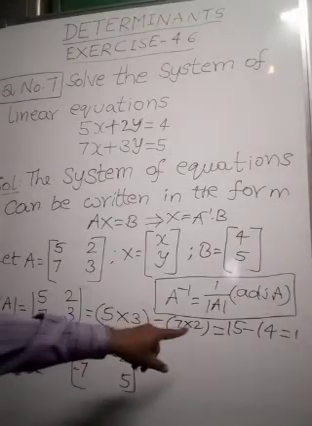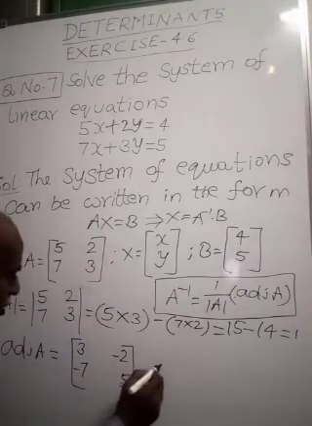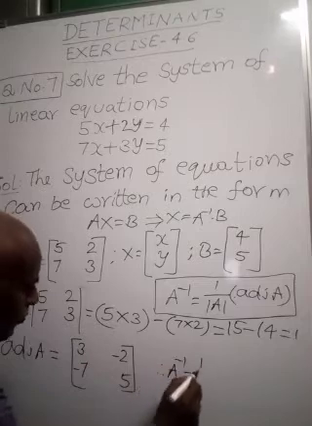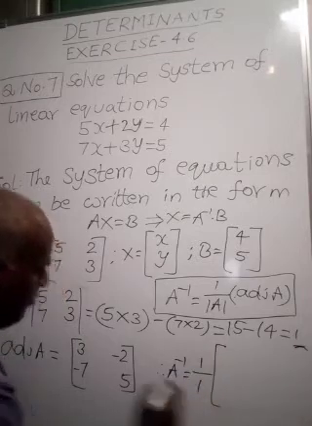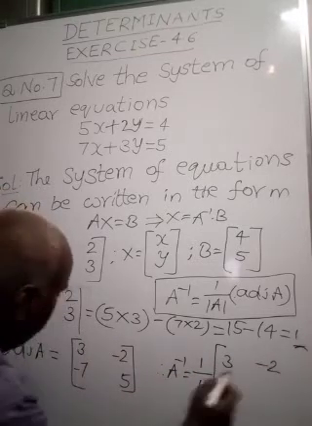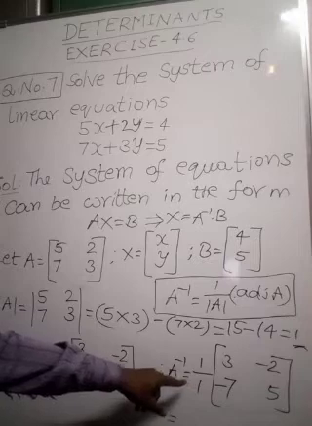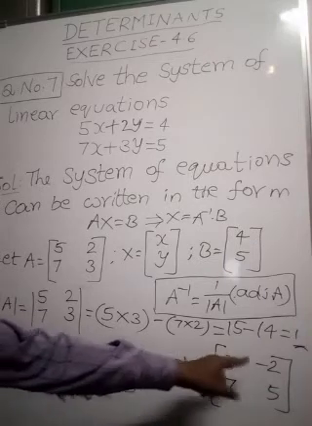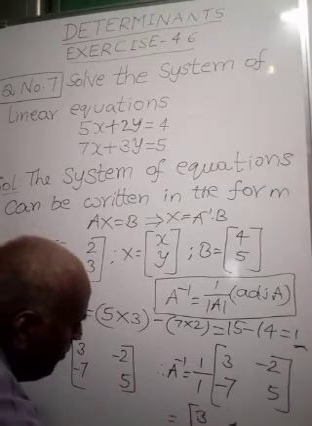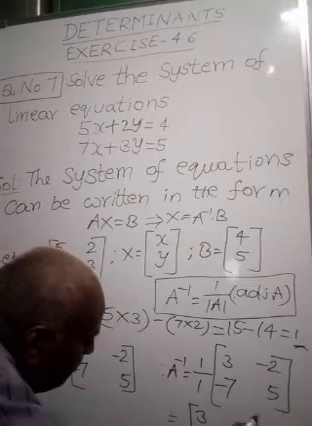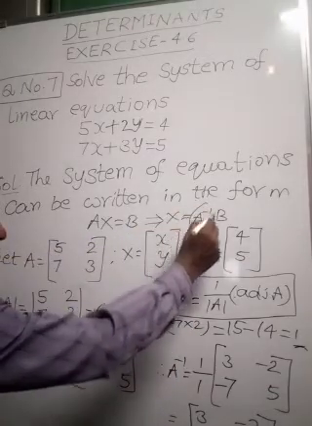We got det A. Now we have to substitute det A and adjoint A to find A inverse. Therefore, A inverse is equal to 1 by det A. What is det A here? 1. So 1 into adjoint A, which is 3, minus 2, minus 7, 5. 1 by 1 means 1, so we multiply every element in this matrix by 1. What do you get? The same elements: 3, minus 2, minus 7, 5. So this is A inverse. We got this matrix, my dear children.